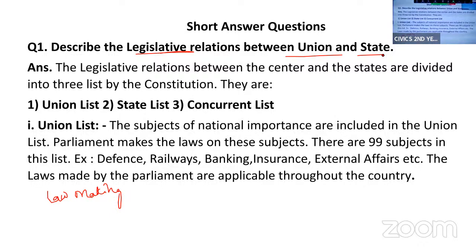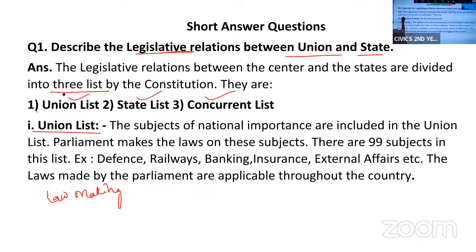This legislative relations is divided into 3 lists. The first one is union list, then second is state list, and third is concurrent list. It's very simple. Just remember, legislative relations are divided into 3 lists: union list, state list, and concurrent list.